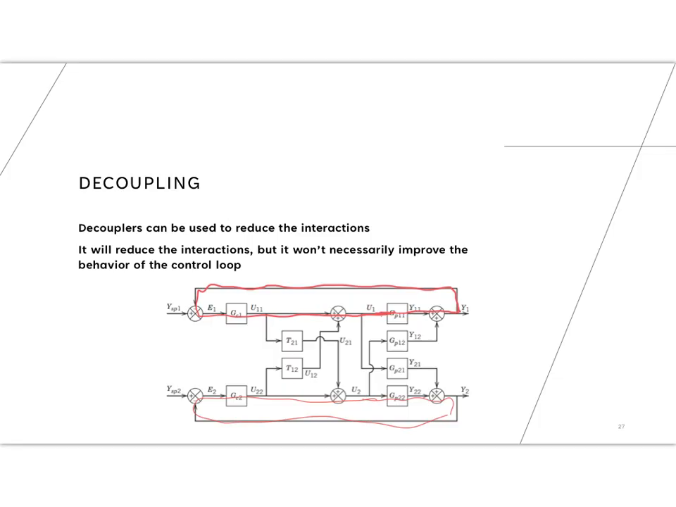But keep in mind that I also had that hidden loop. If I went through this loop, remember that U1 also affects Y2. And Y2 also affects U2. And so I had that hidden loop there.